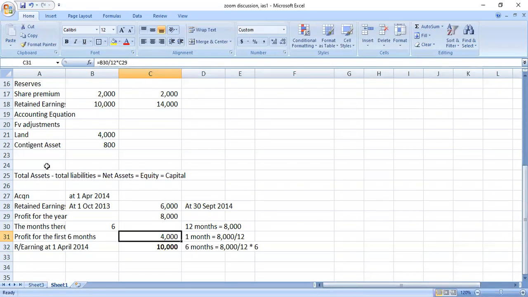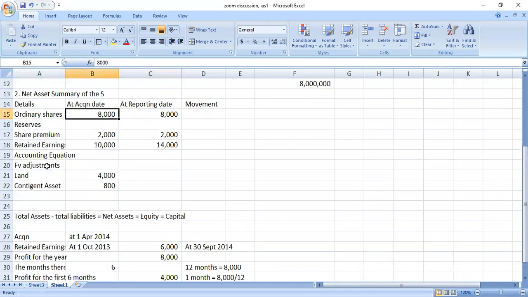For those asking, how do I get the 10,000? We're saying the retained earnings at the start of the year plus the profit that we have made so far within the 6 months, which is the 4M, giving us the 10M. That's how we're getting the 10M at the acquisition date. I hope I've answered you there.